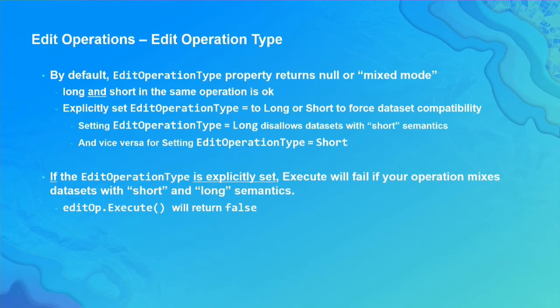I can explicitly set the edit operation type to either long or short, and that's just setting the operation to that type, such that if I set it to long and I come in with some non-version data, the execute will fail. It will just return false. So it won't allow me to edit non-version data if I set the edit operation type to long. It's not used that often, but we just have it in there for some special cases.